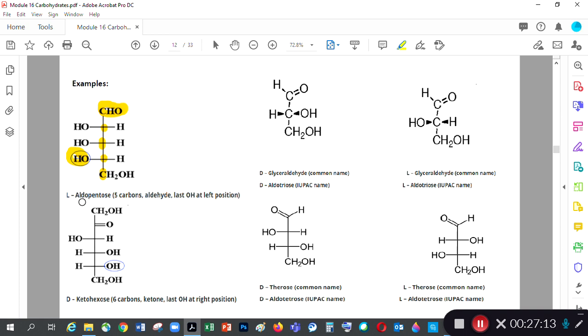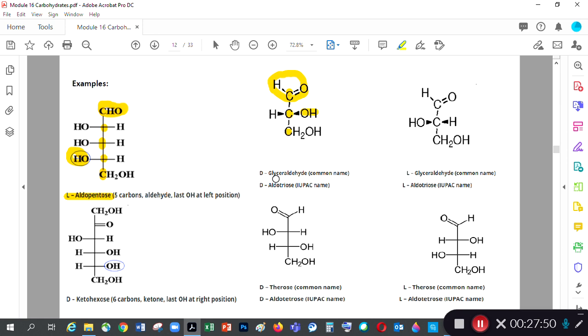So this is an aldopentose, 5 carbons. And here we have 1, 2, 3, and this is the carbonyl group, that's aldo. The OH on the right will be D, correct? The IUPAC name will be D-aldotriose, 3 carbons, 1, 2, 3. So this is D-aldotriose. There are also common names, which are easy to use.